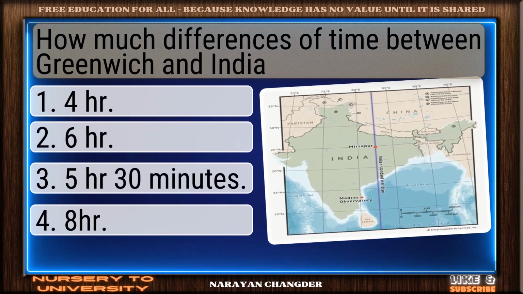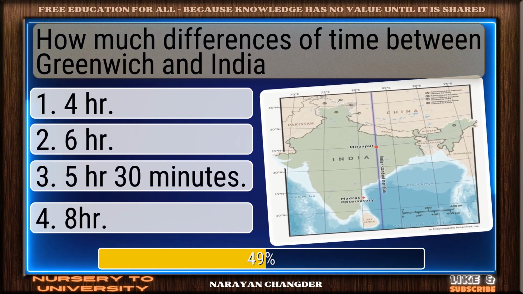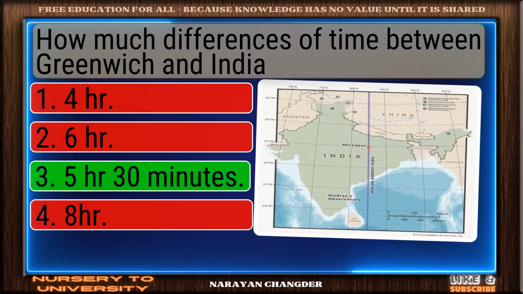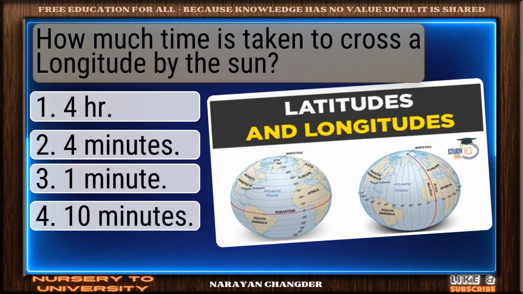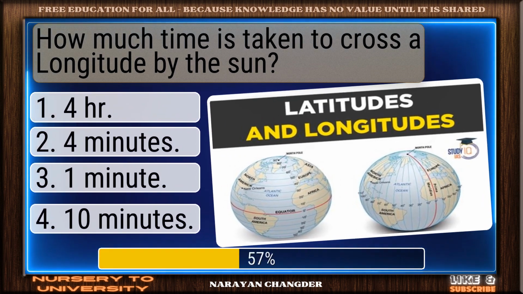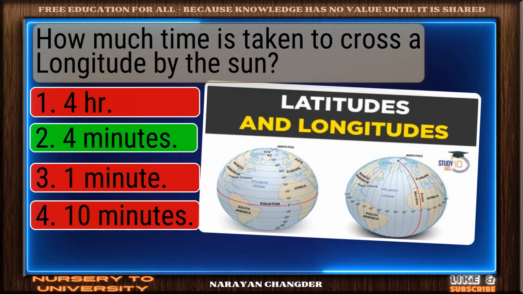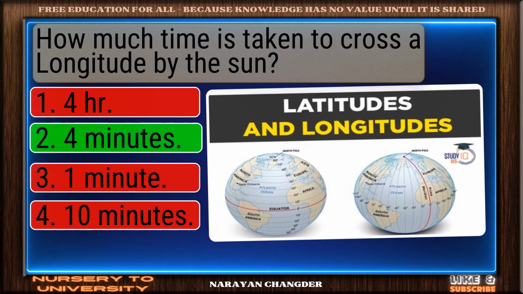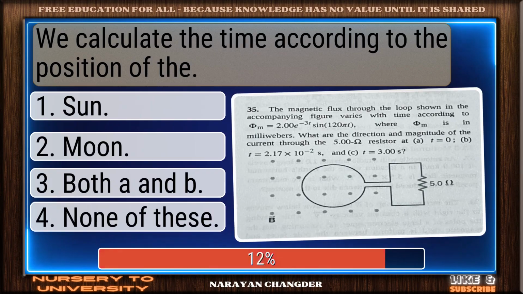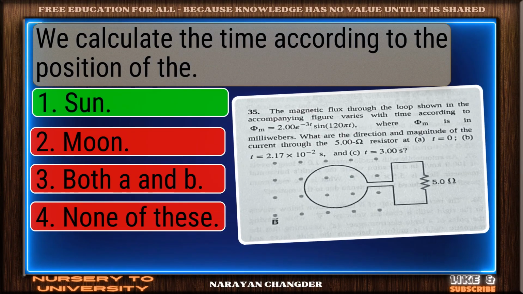How much difference of time between Greenwich and India? Good job. Your answer 5:30 minutes works well here. How much time is taken to cross a longitude by the sun? Well picked. 4 minutes is the correct answer. We calculate the time according to the position of the. Strong choice. Sun is the right answer.